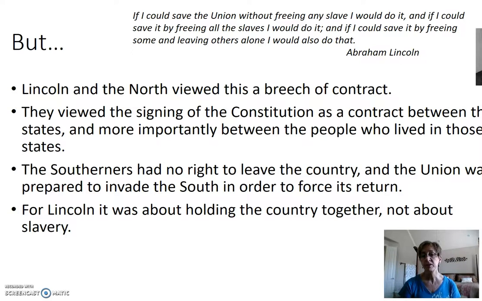And Lincoln is about holding the country together. And if you look at the quote, I'm not going to read it to you because you can read. At first, he's not about slavery. He's just about holding the country together.